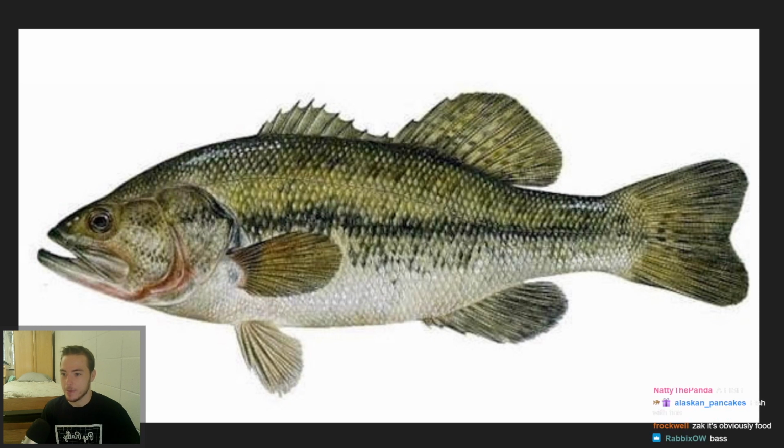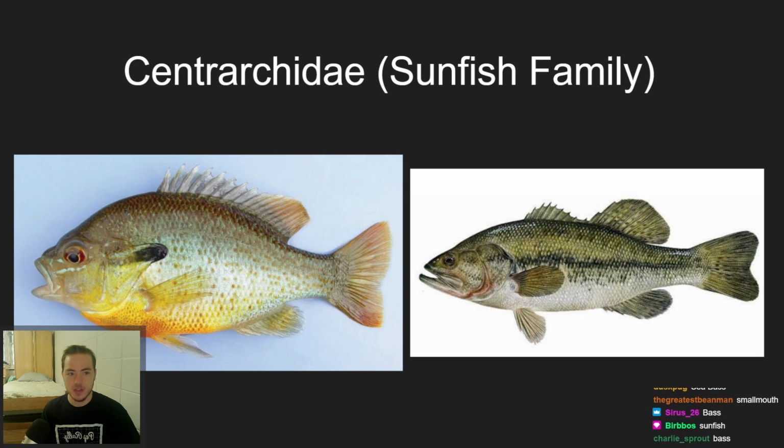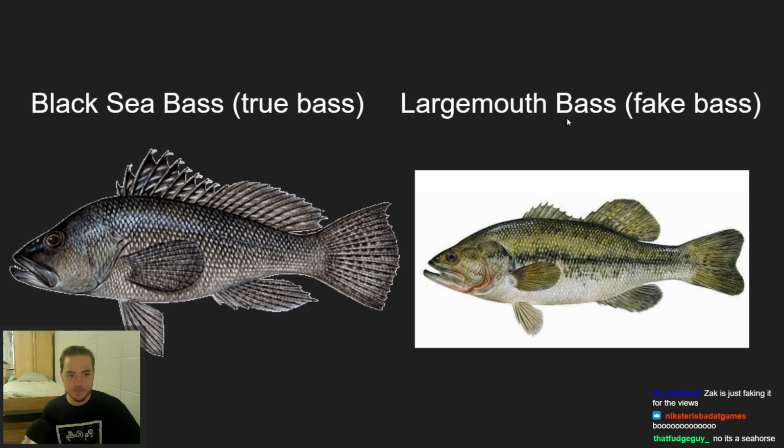Those are their common names. But what if I told you that they're both sunfish? This is actually a sunfish. It's called a largemouth bass, but it's actually a sunfish, and it's not related to bass whatsoever. They're both sunfish. So are smallmouth bass. And crappies, they're also sunfish. And you wouldn't realize that until you looked at the Latin name and saw Centrarchidae, which is the sunfish family, which they both belong to.